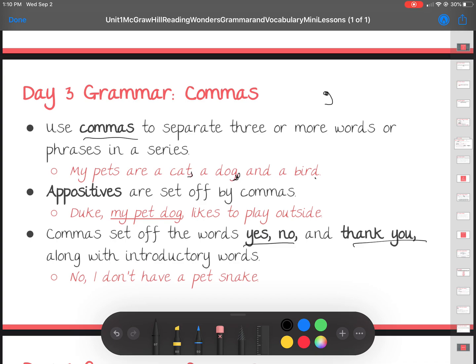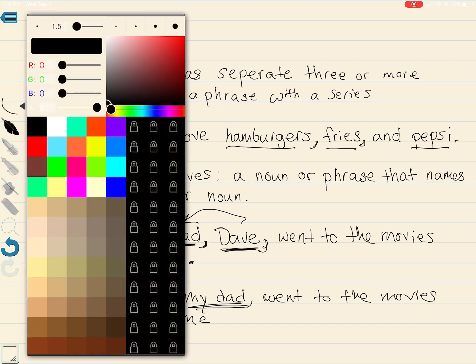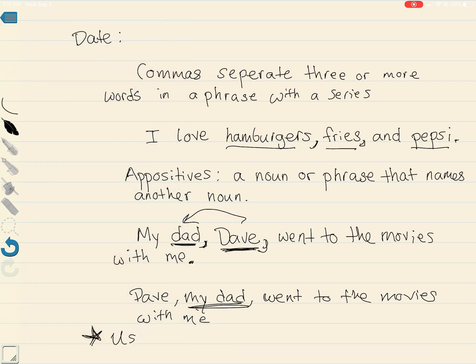So, in our notes, we're going to write a star. Use commas after yes, no, or thank you. Also, introductory words.